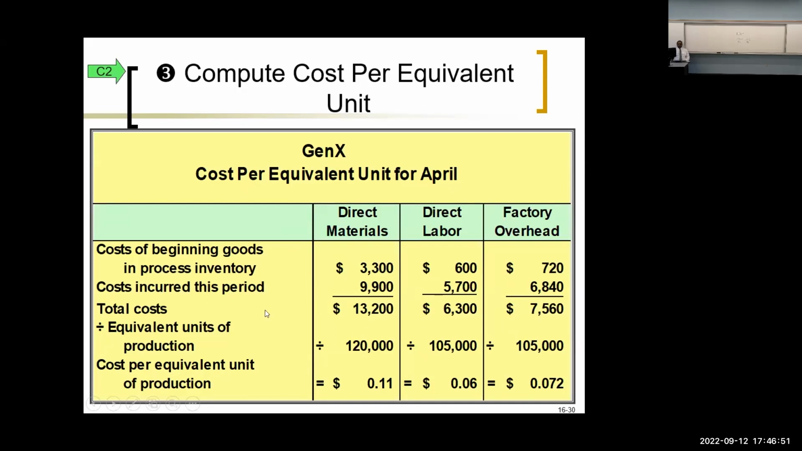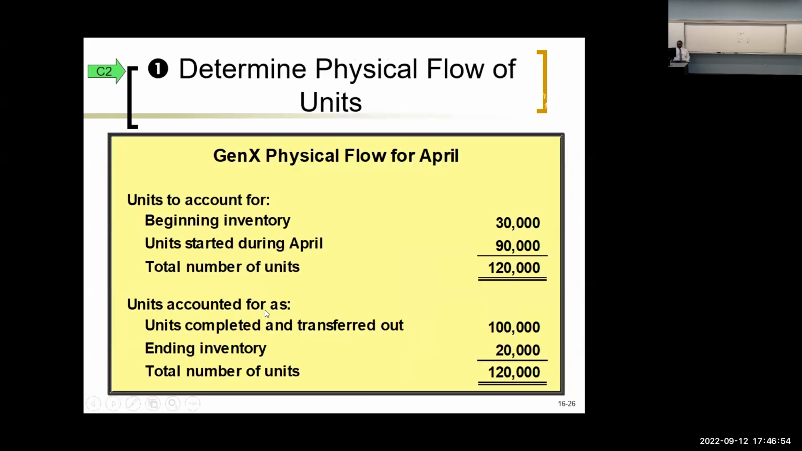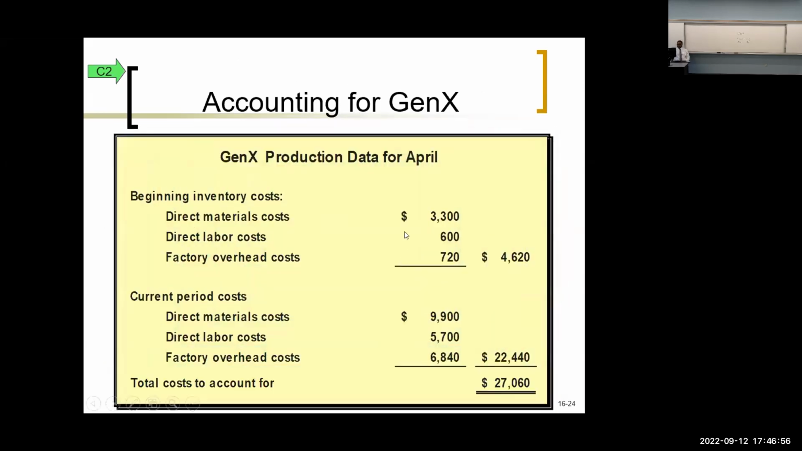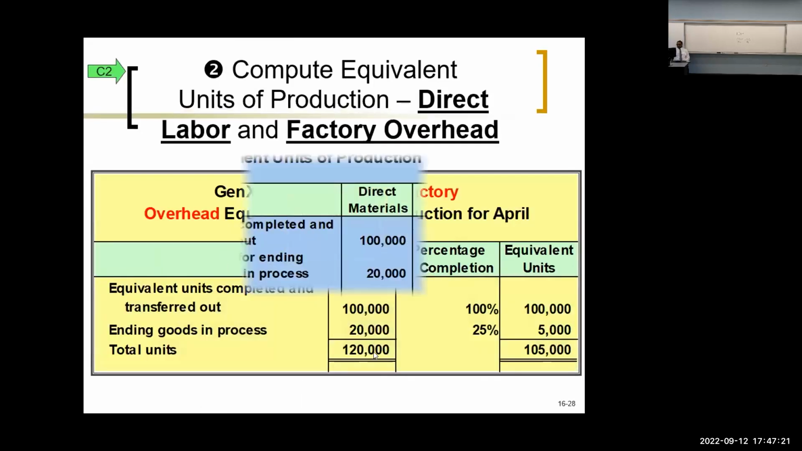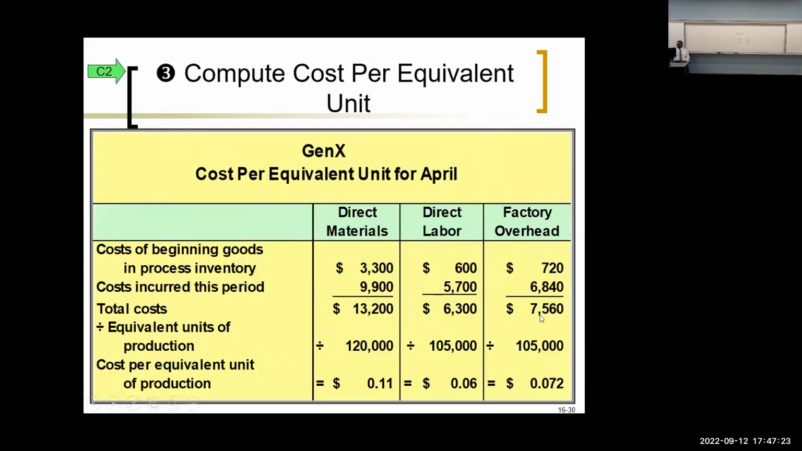And what we're going to do is go back to this early slide here. We're going to take this direct materials plus this direct materials, and you get 13,200. We're going to take this labor and this labor, you should get about 6,300. And this factory overhead and this factory overhead, you should get about 7,560 or something like that. And that's what you've got here. Oh, I got them all right, 7,560, 6,300.